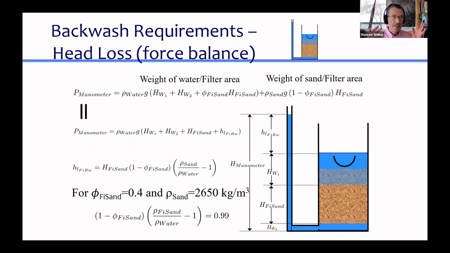Okay, well, let's change this. Supposing we use garnet, and garnet has a density, I forget what, I think it's closer to 4,000 kilograms per meter cubed. What would you get in the case of garnet that is so much more dense? What would you find out about the head loss through that bed required to fluidize it?